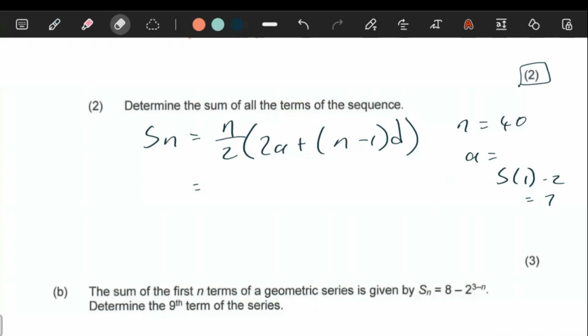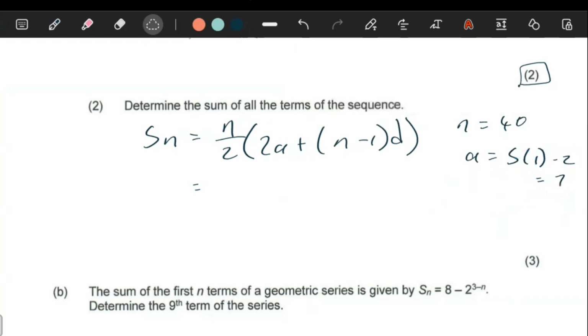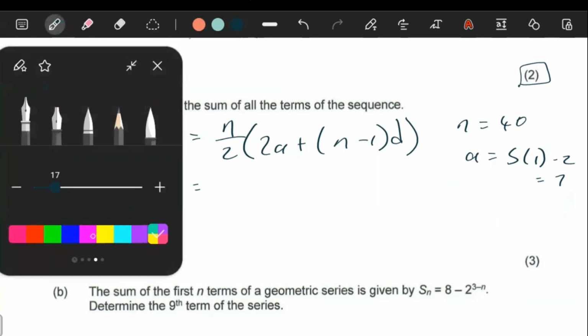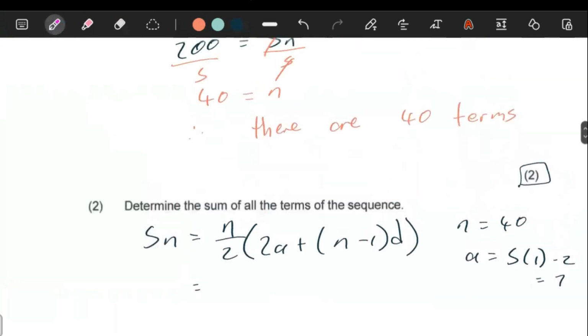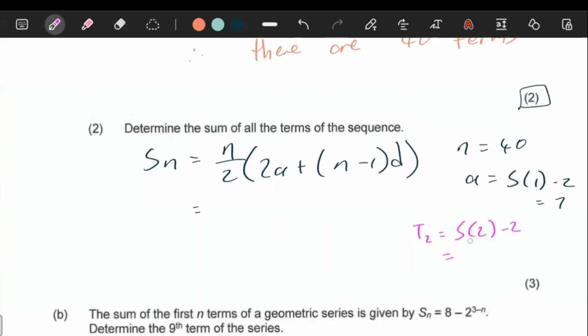Let's take this here. This is what A is. A is what you get if you put 1 where n is. The common difference, we have to get from the first term and the second term, obviously. So let's get T2. T2 is going to be 5 times 2 minus 2. This is 10 minus 2, which is 8. Therefore, our value of D is going to be 8 minus 7, which is just a 1.